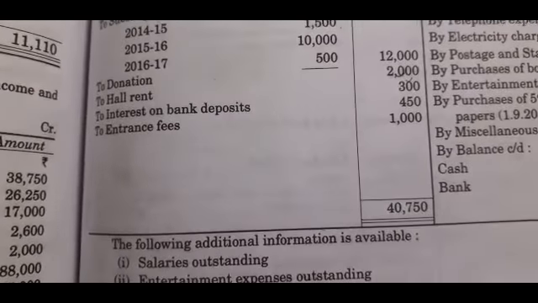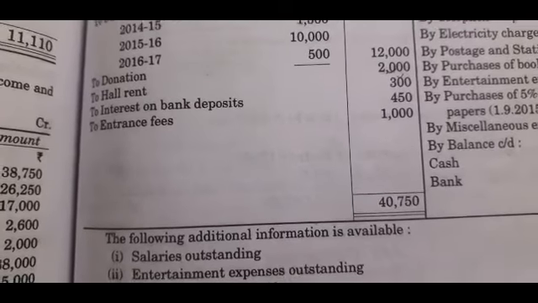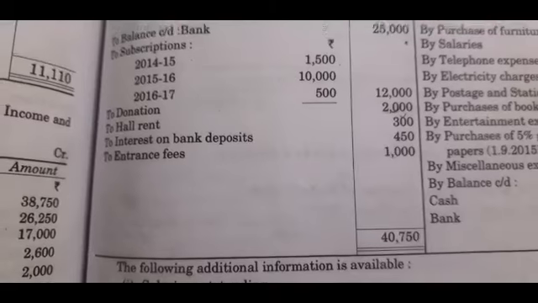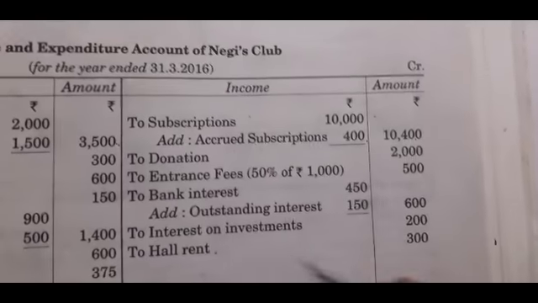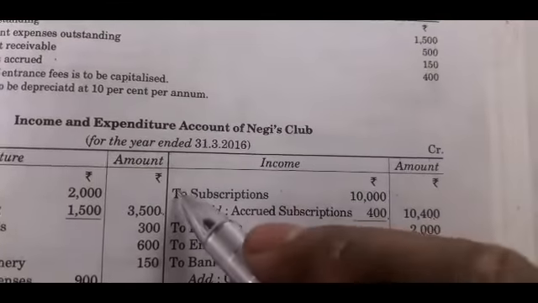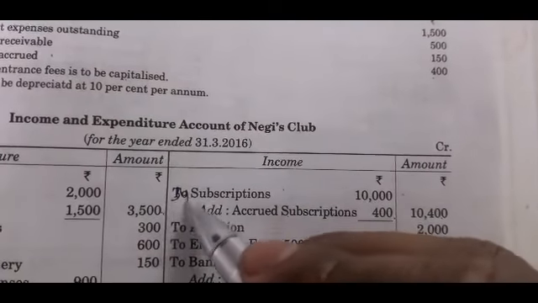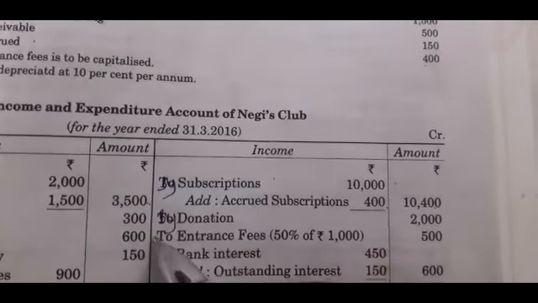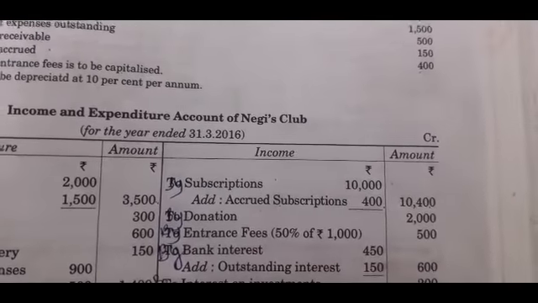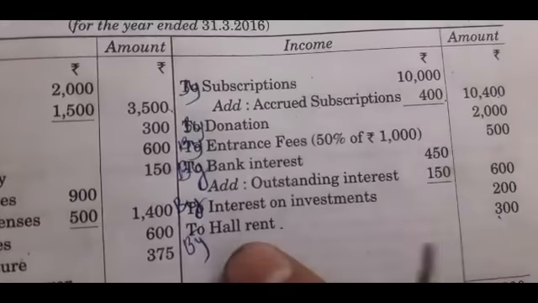Next is hall rent, rupees 300. So transfer to the income and expenditure account, to hall rent 300. This is all by. There's a printing mistake in the book. So all by. So by hall rent 300 rupees.